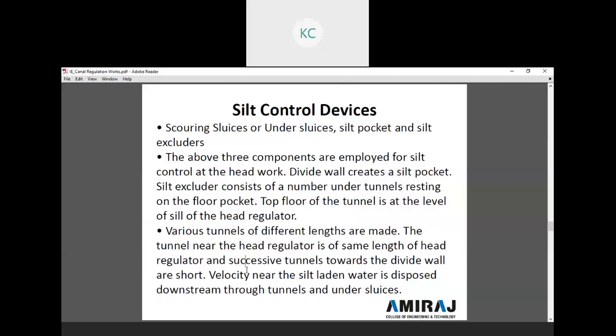So various tunnels are constructed in the scouring sluice, which are related to the canal head regulator as well as the cross regulator. And the silt pocket is also constructed in the vicinity of the scouring sluice. So the work of the silt control devices is to prevent the entry of silt into the main canal or off-taking canal which is transmitted from the reservoir, to maintain a proper bed slope to achieve the design discharge velocity of that canal, and to provide water to the farthest extent of the irrigation line.